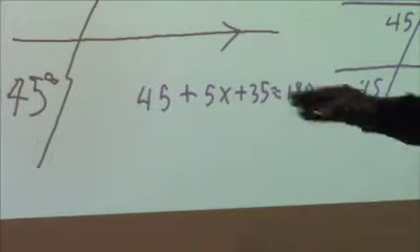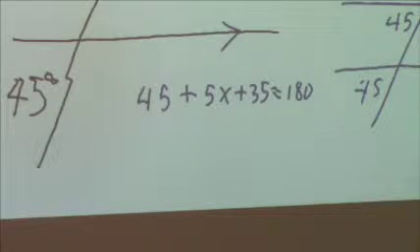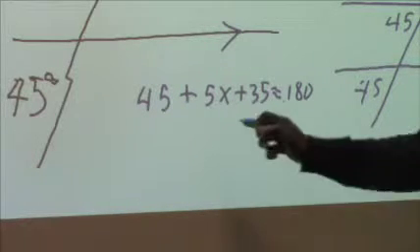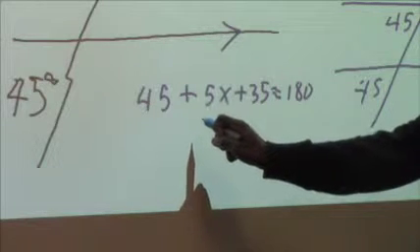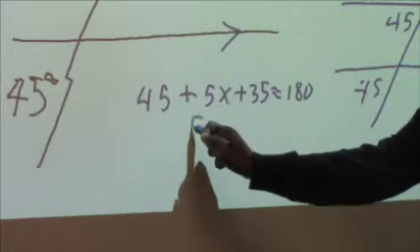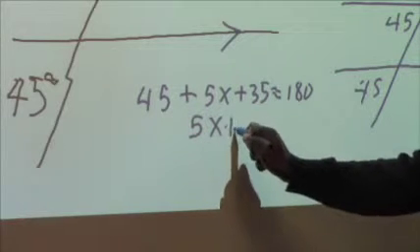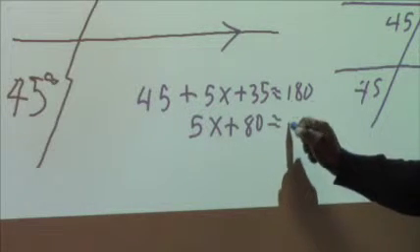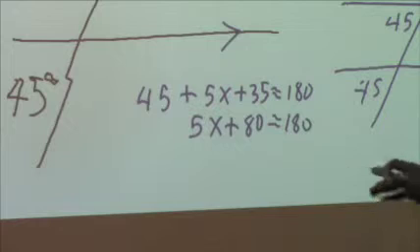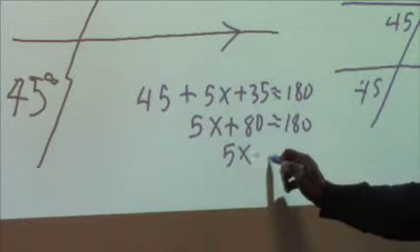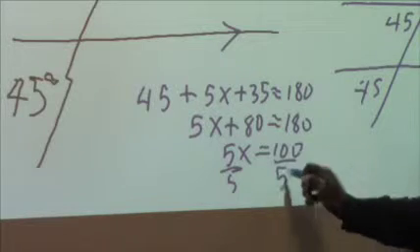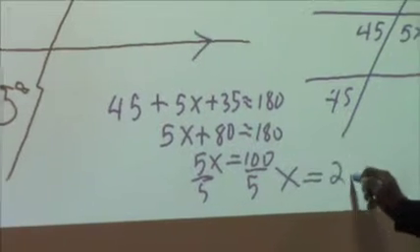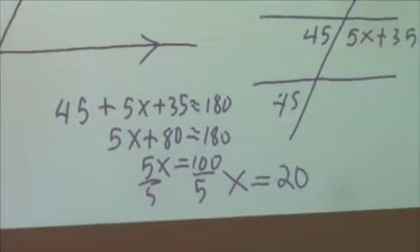And I can add like terms: 45 plus 35 is going to give me 80, right? Yes, 80. So I have 5x plus 80 equals 180. Subtract 80 from both sides. I have 5x equals 100, divided by 5 on both sides. x will be equal to what? 20. So x will be equal to 20.